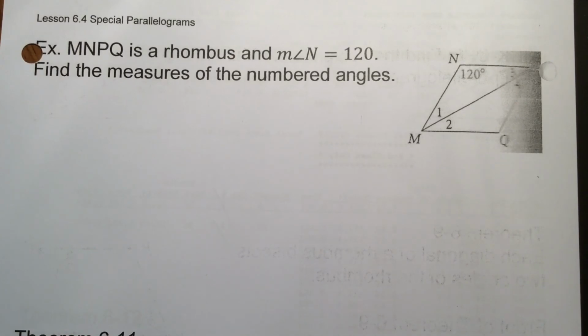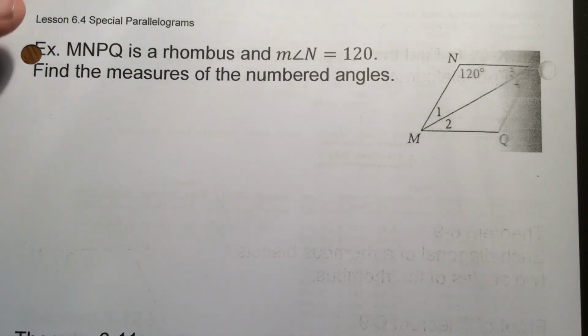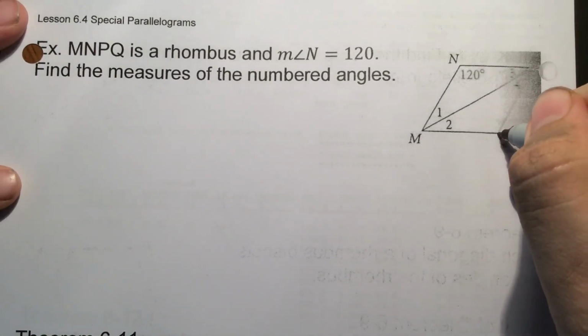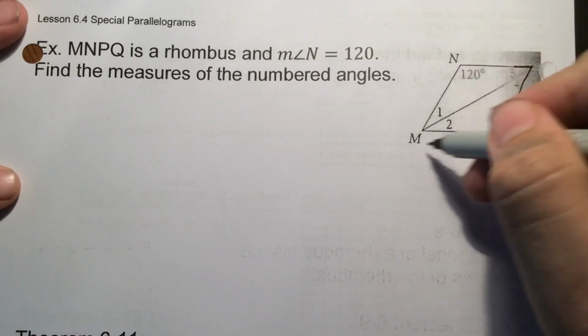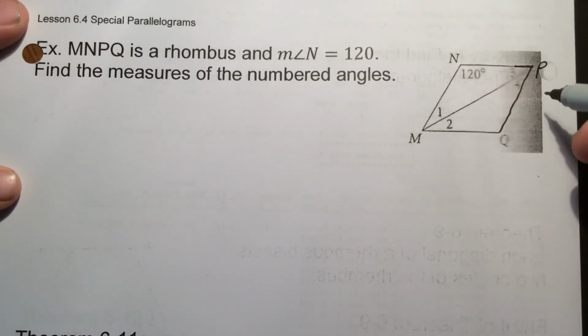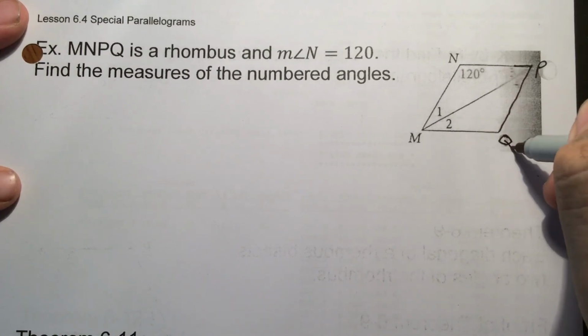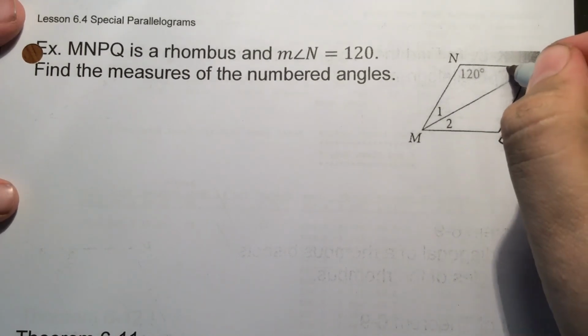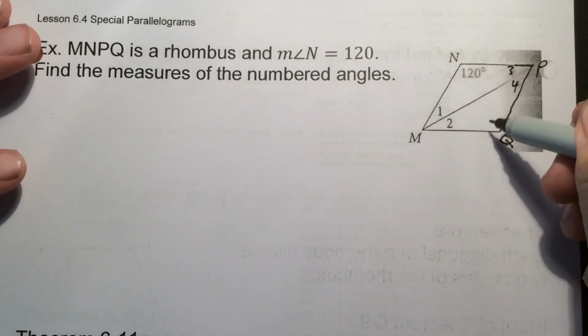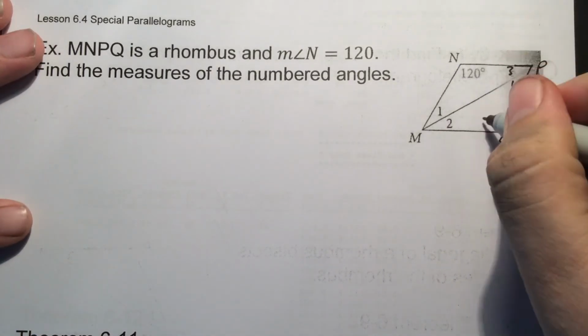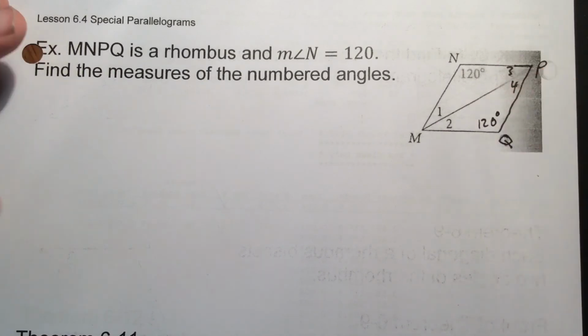So, MNQ is a rhombus, and the measure of angle N is 120. Find the measures of the numbered angles. Well, number one, yes, this is a rhombus, with P over here, and these are 3 and 4. So number one, with it being a parallelogram, we know opposite angles are going to be congruent. So this over here will also be 120.